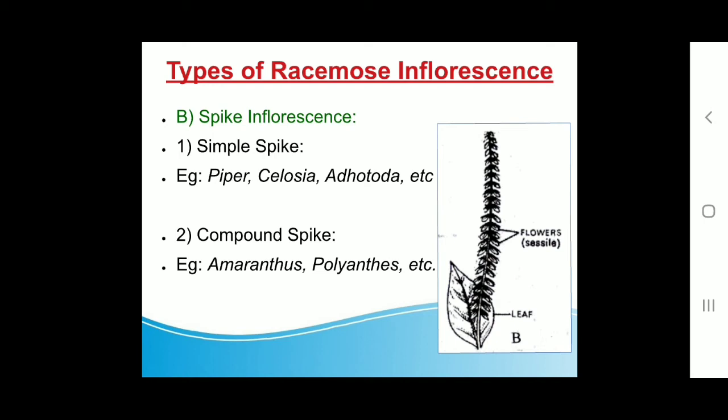Flowers are either unisexual or bisexual. Examples are Achyranthes, Celosia, Adhatoda, etc. These are a few examples of the simple spike.